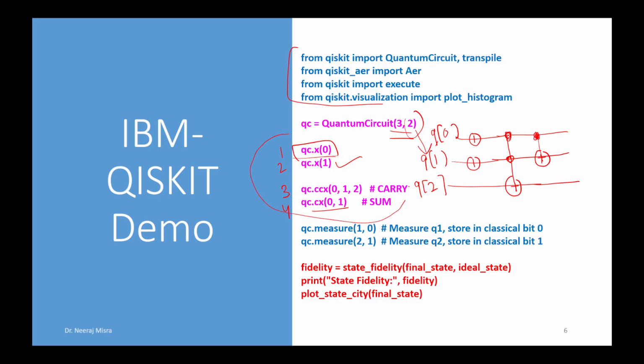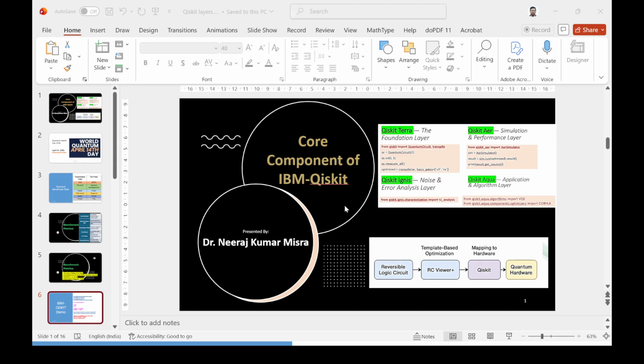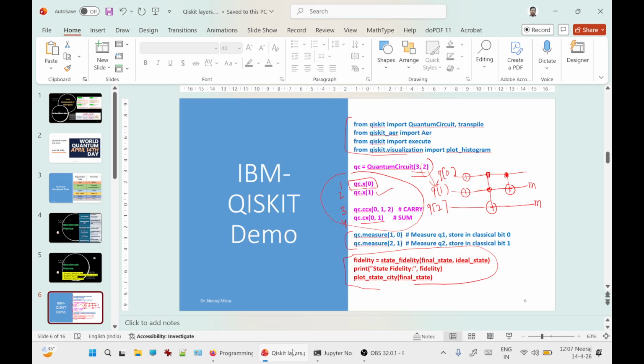If we implement it in a quantum circuit, it is a complete circuit. These 2 lines are used to measure the output. We are measuring the output here and here, because it shows 1 and 2. This line is actually used to identify the fidelity. So let's implement this real quantum circuit in IBM Qiskit.